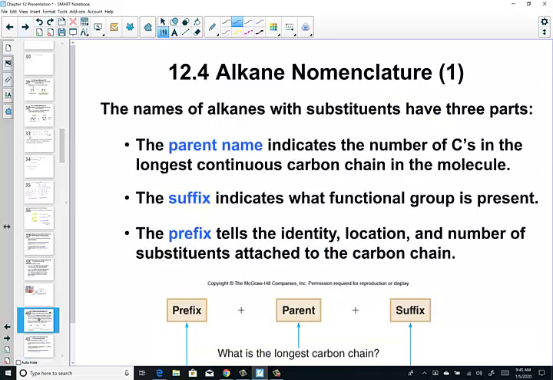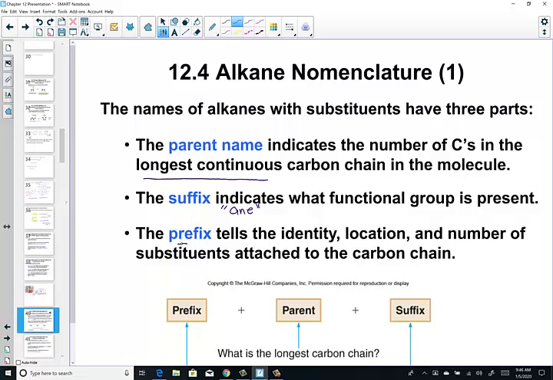So, the names of alkanes with substituents have 3 parts. We said it has a parent name, and that parent name comes from the longest continuous carbon chain: methane, ethane, propane, butane, pentane, hexane, heptane, octane, nonane, decane. Those would be the parent names of carbons 1 through 10 in the backbone. We know that the suffix for our alkane family is the -ane ending, but that suffix will change as we move through the course and introduce other functional groups.